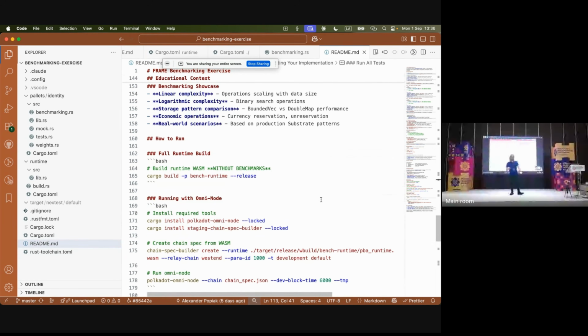So the overall structure should look familiar because I cribbed off of the assignment template, adjusted it slightly, and included a pallet identity that's like a stripped down version of the one that you find in Substrate in Polkadot SDK.